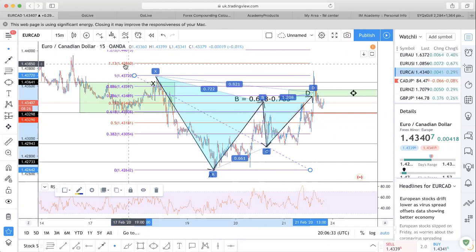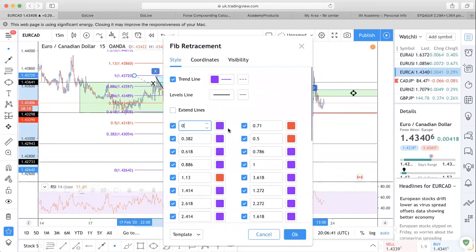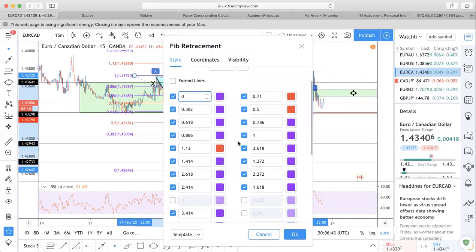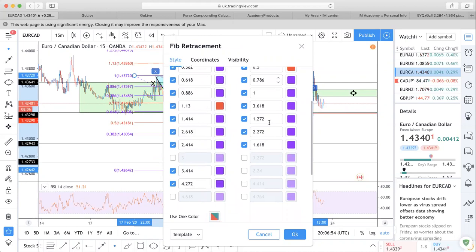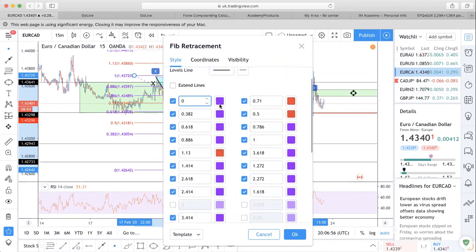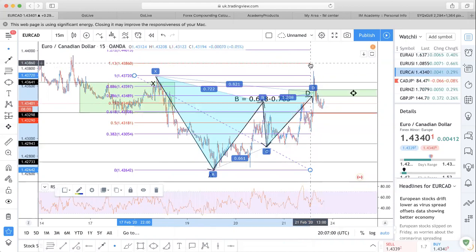That's why I've made it red on my Fibonacci retracement. You can modify your own Fibonacci retracement too. If you go on the settings, I've modified all my settings. I love my 50%, I love my 71.8%, and then the 1.13%. So I've modified them into different colors, and the rest I've kept as the same color. This is our textbook stop loss.